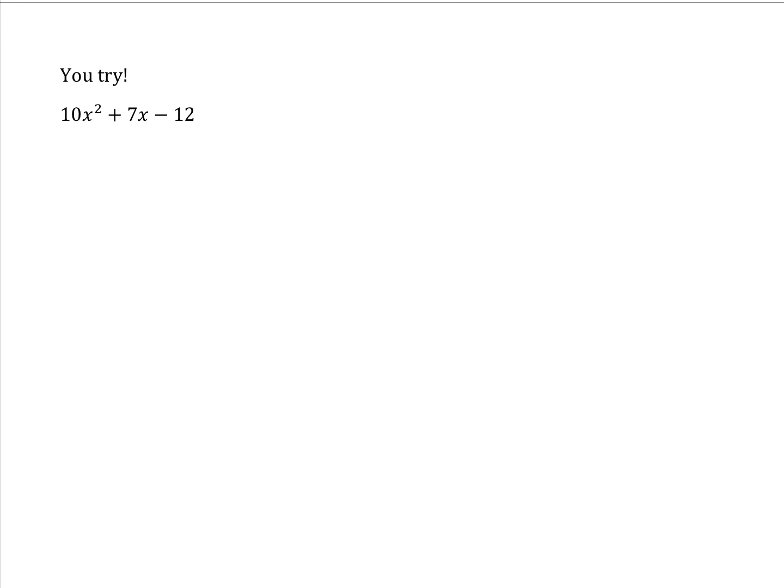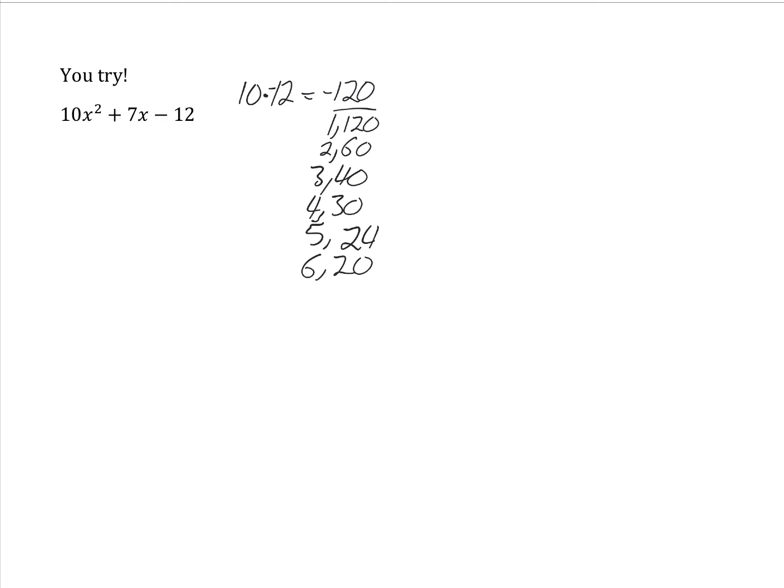So for this one, we had 10, 7, and 12. Well, there is no GCF for all three of those, so that's going to give me negative 120. Again, I used my calculator, so I have 1 and 120, 2 and 60, 3 and 40, 4 and 30, 5 and 24, 6 and 20, 8 and 15. Well, then I looked at 8 and 15. I know that those are 7 apart from each other, so I went ahead and said that the 8 was going to be negative, because since B is positive, I knew I wanted the bigger one to be positive, and that does equal 7.